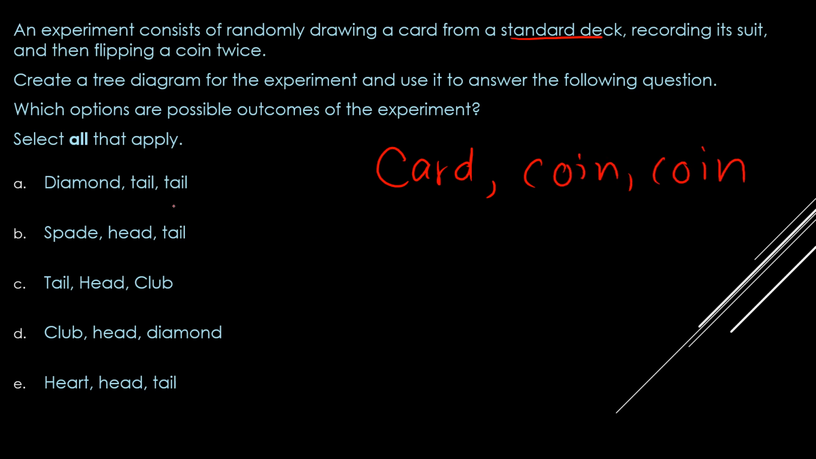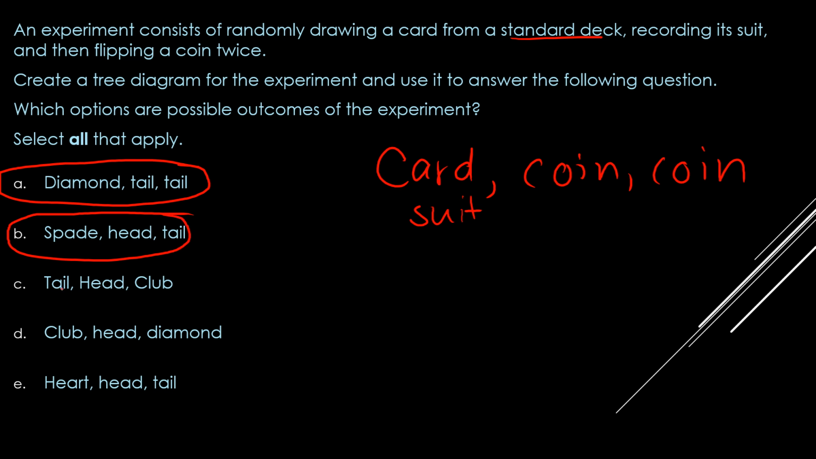So all I really need to do is go through these answer choices and determine which ones have a card suit, a coin, meaning heads or tails, and another coin, heads or tails. So I have card suit, coin, coin. Card suit, coin, coin. Not card suit, tails is not a card suit. Card suit, coin, diamond is not a coin. And then heart, head, tail. Card suit, coin, coin.